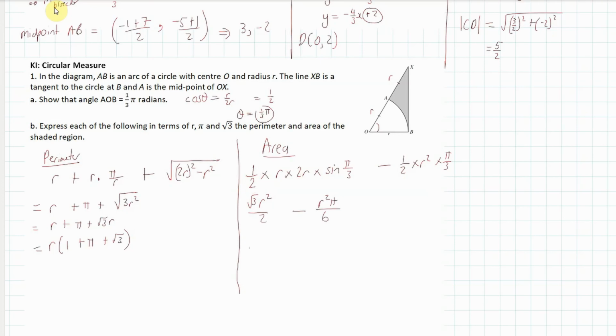And I guess we can take r squared out of that and go, it's like square root 3 over 2 minus pi over 6. And that'll probably do.